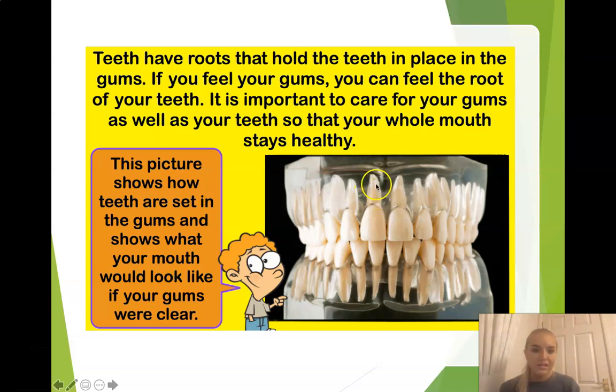So you can actually see this picture shows how the teeth are set and what it would look like if our gums were clear and see-through. So you can see the root of the teeth here, and if you feel your gums, you can feel that too. Do you want to take a minute to feel your gums? I can feel mine, and I can feel my roots too. It's really important, and we're going to learn about this next lesson, that you care for your gums as well as your teeth so that your whole mouth stays healthy.